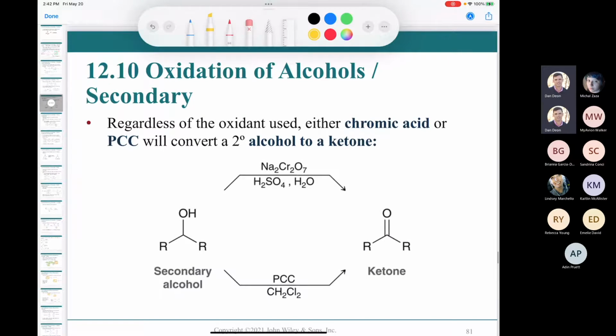Now, whether you are using chromic acid or PCC with a secondary alcohol, either way, you're going to get the same thing. Since a secondary alcohol can't be oxidized past the ketone, it doesn't matter if you're using this super strong oxidizing agent or PCC, which is much more mild; you're still going to take that secondary alcohol and convert it to a ketone. The only thing you would want to take into consideration here, though, is that since chromic acid is so strong, it might oxidize something else in the molecule. So maybe you might just want to go with PCC because it's a lot milder reagent.